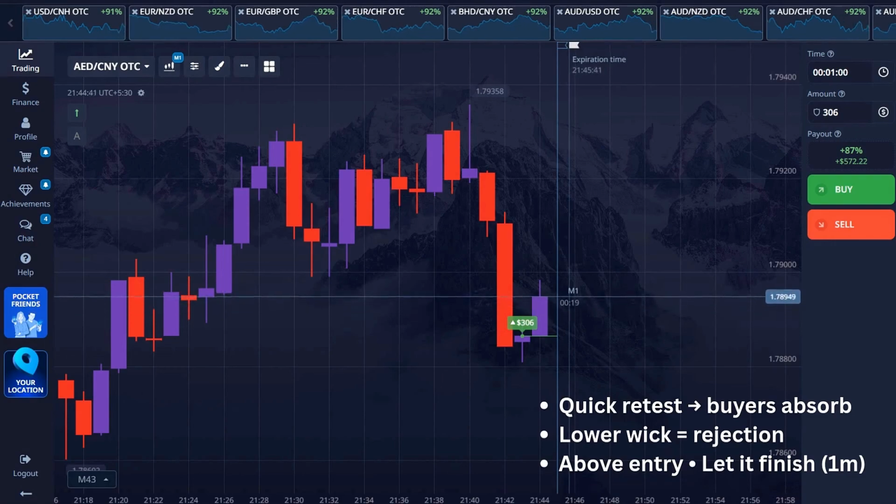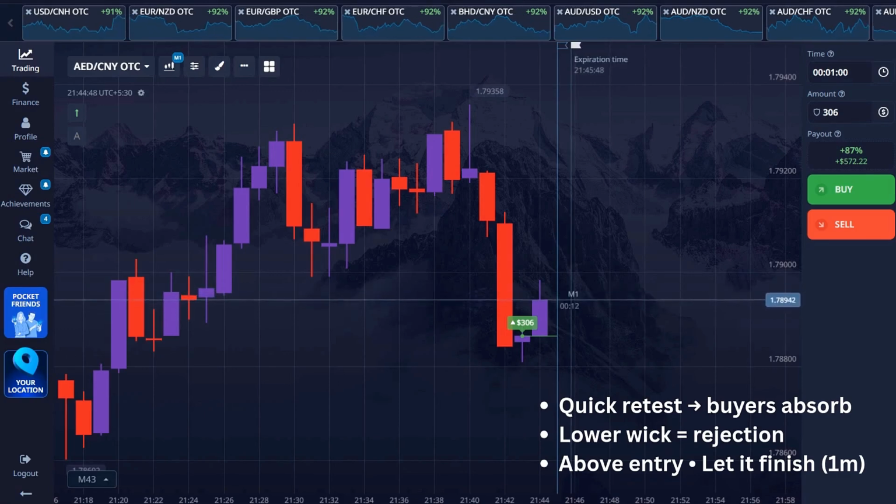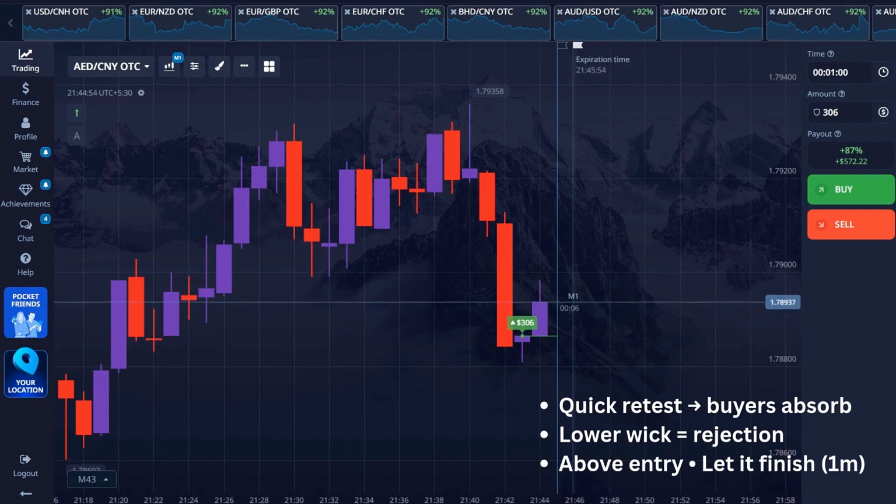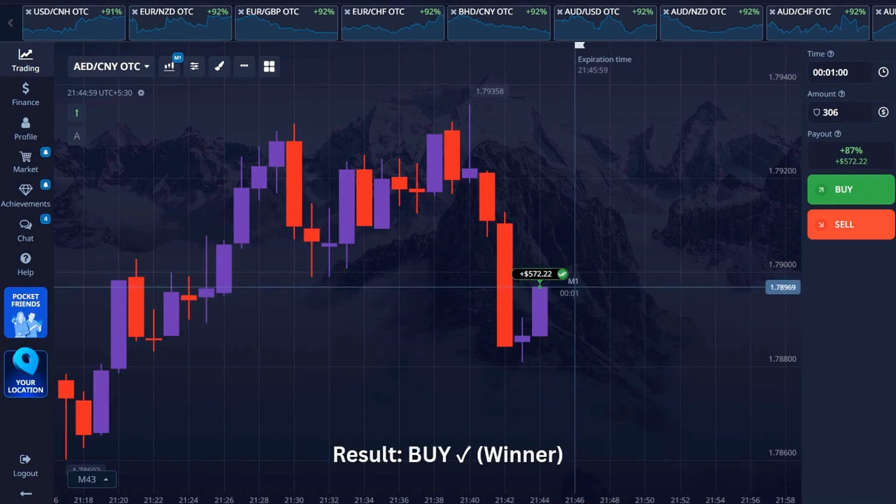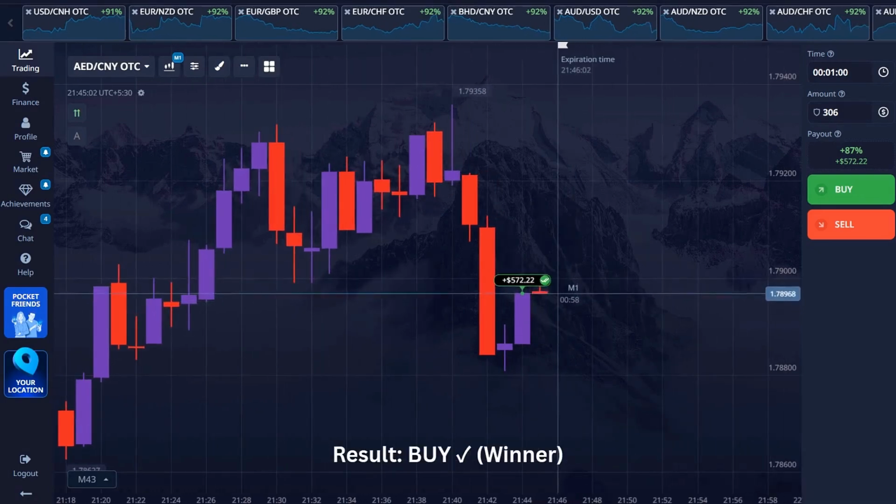We see a lower wick forming, which tells us sellers tried to continue down, but buyers absorbed that pressure. As the minute develops, the candle's body holds above my entry line, showing buyer control. And we close above the entry, so this buy finishes in profit. That wraps up today's session.